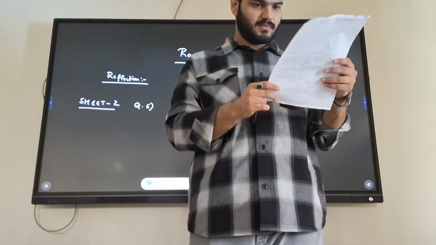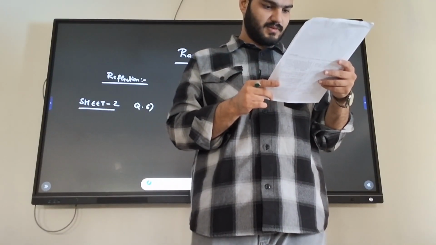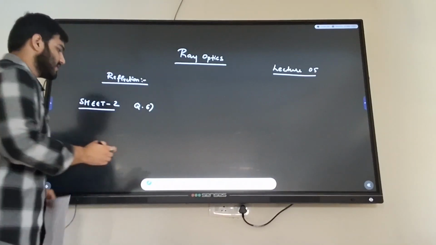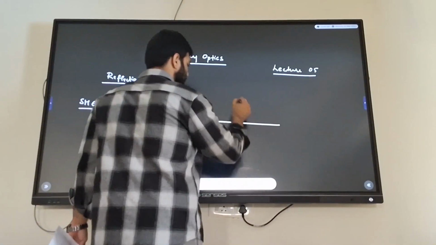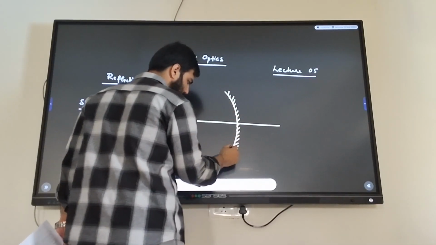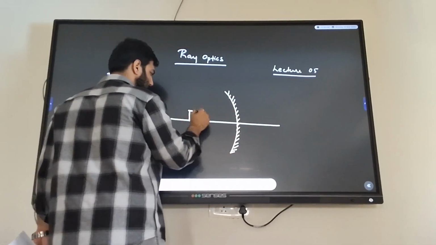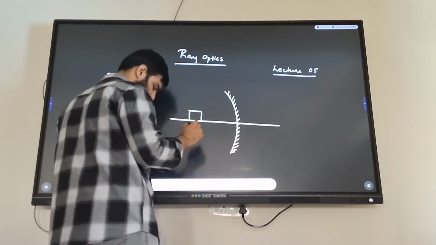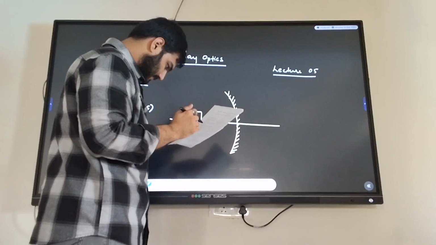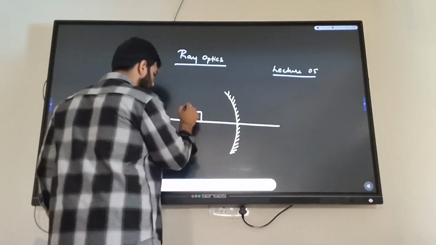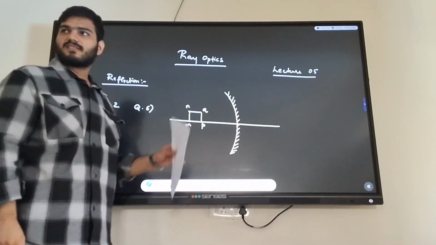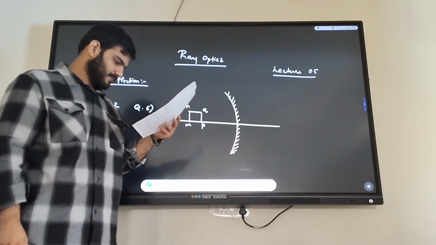A square MNQP is kept in front of a concave mirror. So the figure is given something like this. You have a concave mirror, and then you have a square, given to be MNQP. This is the thing that is given.